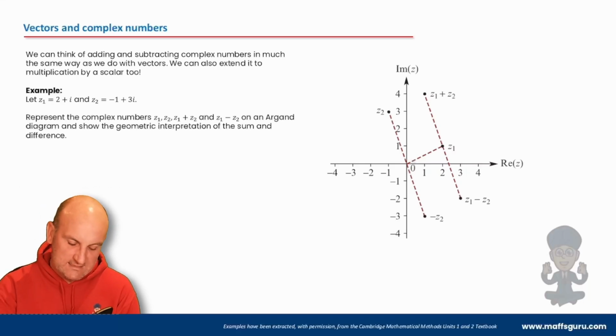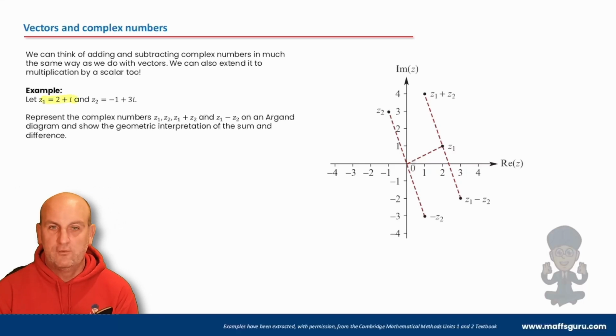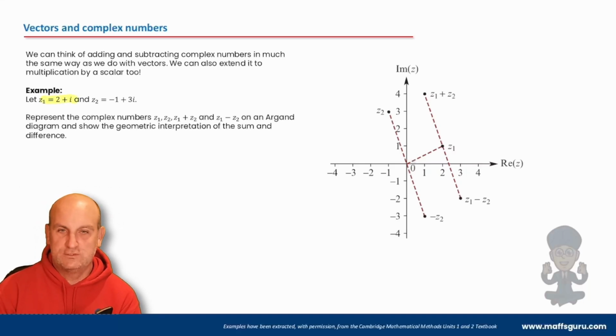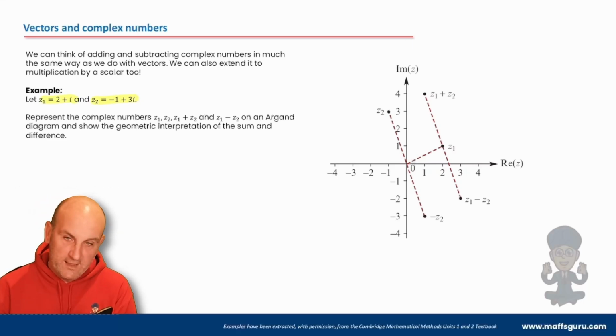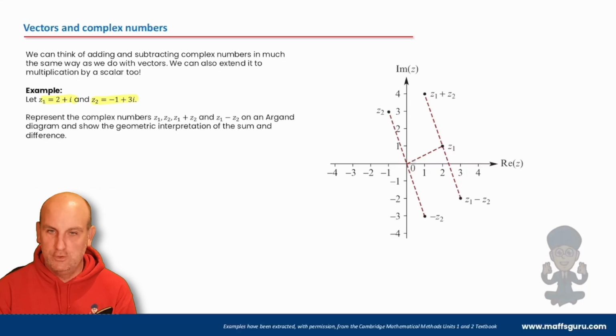But let's look at this example here. So what have I got? I've got two vectors, not vectors, two complex numbers: Z1, 2 plus i, and Z2, which is minus 1 plus 3i. Now represent the complex numbers Z1, Z2, Z1 plus Z2, and Z1 minus Z2 on the Argand diagram. Right, well, Z1 is 2 plus i. So there is my Z1, and my Z2 is minus 1 plus 3i. So there is my Z2. They are my two points.